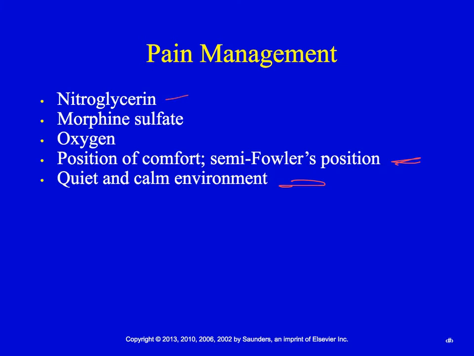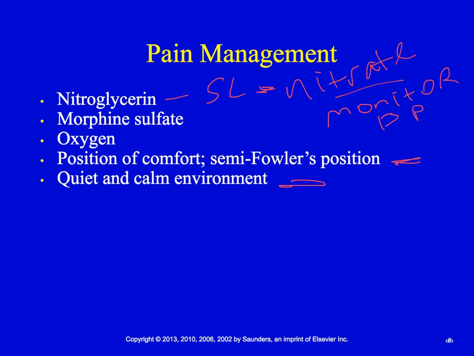Nitroglycerin, remember, is typically sublingual. We'll give them one under their tongue, let it dissolve. It is a nitrate, so it should dilate those vessels, relieve the pain, and let some blood flow through. We'll give up to 3 doses every 5 minutes, and we have to monitor blood pressure, because it can drop their blood pressure a little bit. So you just keep an eye on it, make sure you're not dropping it too far.